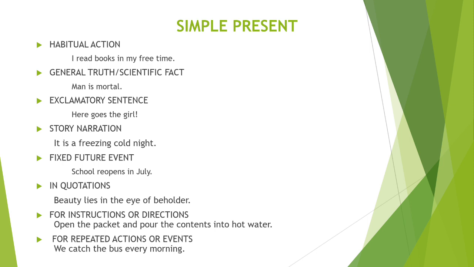Now, the next one is exclamatory sentences that start with here or there. Suppose I say, there goes the lady, or there goes the bus. So these are the sentences which are exclamatory, and here I'm using goes. Goes is the verb's s or es form. Okay. Next one is story narration.